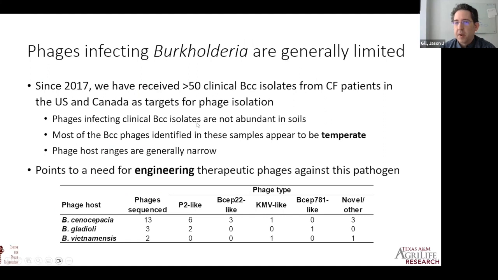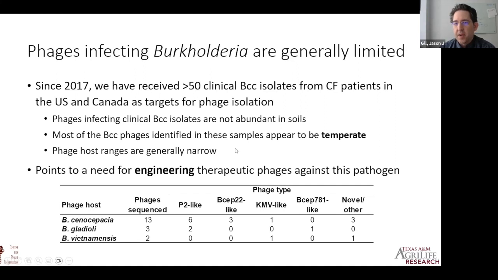So our experience has really been that phages infecting Burkholderia are relatively limited. We've received about 50 clinical isolates from CF patients in the US and Canada over the last several years. We've found that phages infecting these isolates are not very abundant. We're typically getting them from soil. Most of the Burk phages that we've identified also appear to be temperate, and the host ranges are also quite narrow. They'll infect the strain we isolated them on, maybe one other strain, and that's about it.